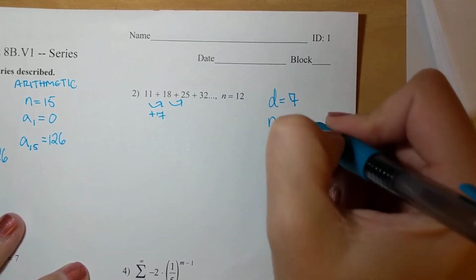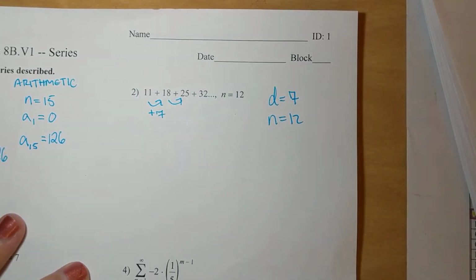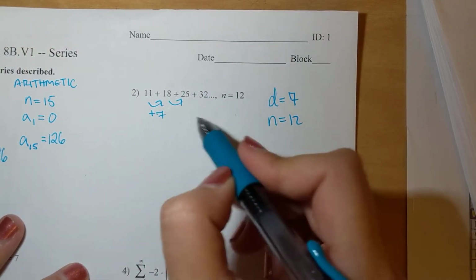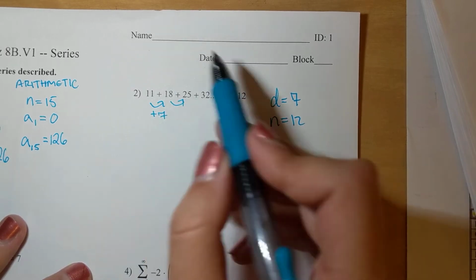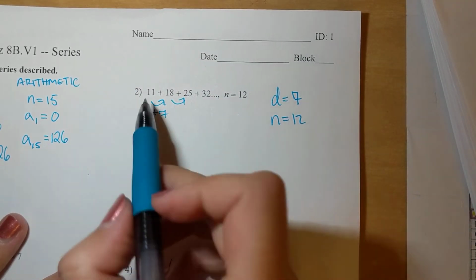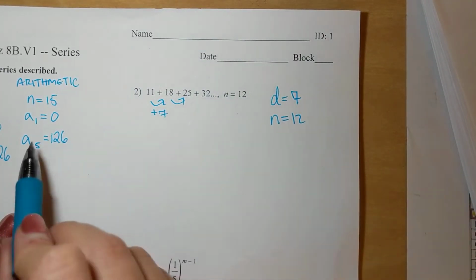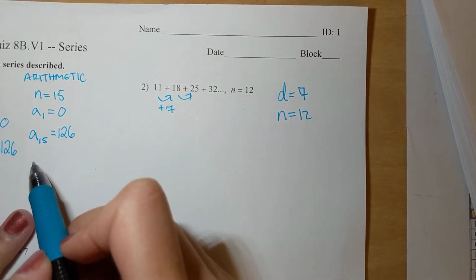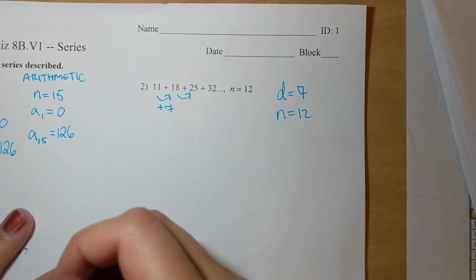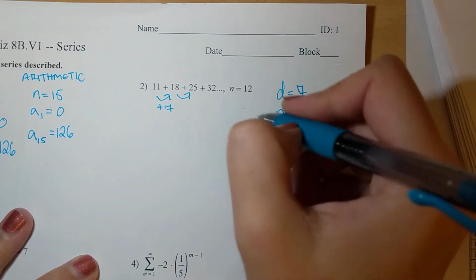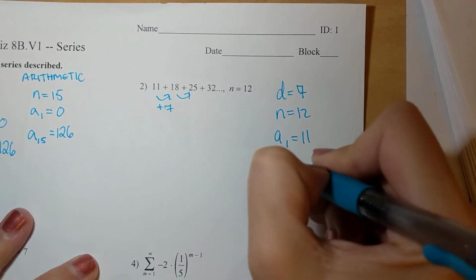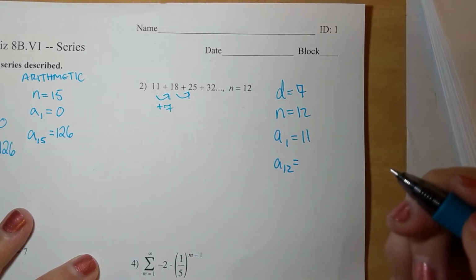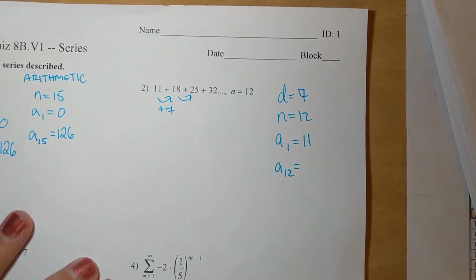and N is 12. Okay, so they say dot, dot, dot just because you got to go to 12 terms, not because you have to find all of them forever and ever. Okay, so we need 3 things, N, A sub 1, and A sub N. So A sub 1 is 11, and A sub 12, we're going to actually have to get there.